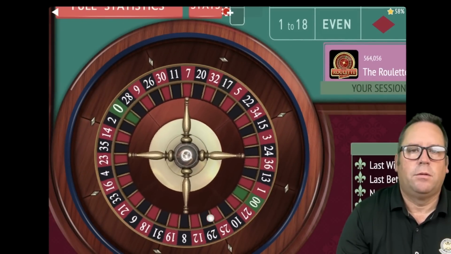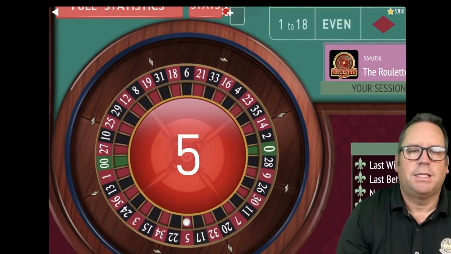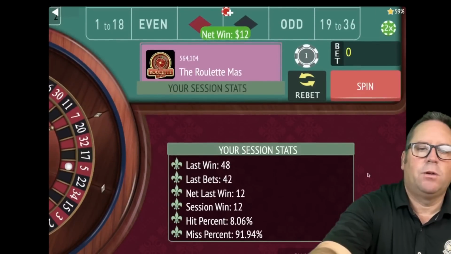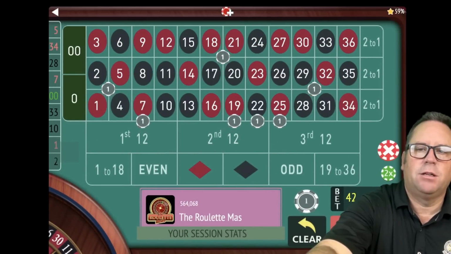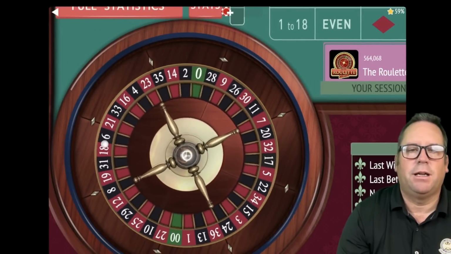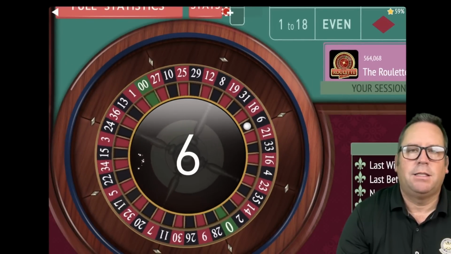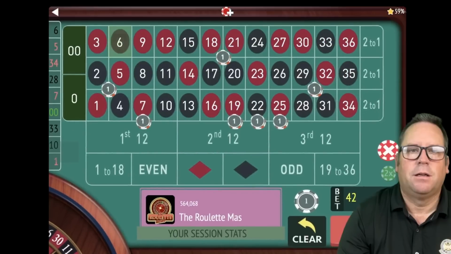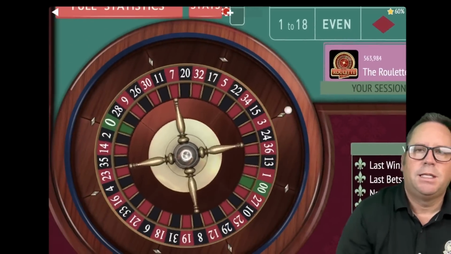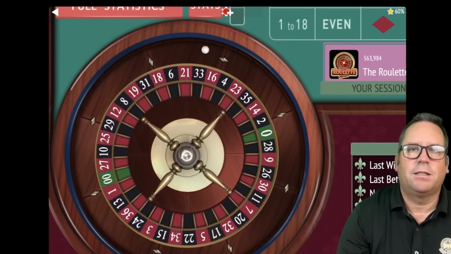Here we go. That's a 5 red. That's a win. Okay, so we're up 12. I know we've regressed a little bit, but we do not reset the bets because we have not hit a street yet. That's a 6 black. Okay, we lost, so we're going to go ahead and double that one now. No more bets. To 84, and let's see if we can get some multiple wins here.